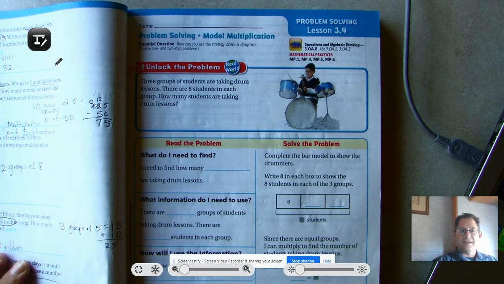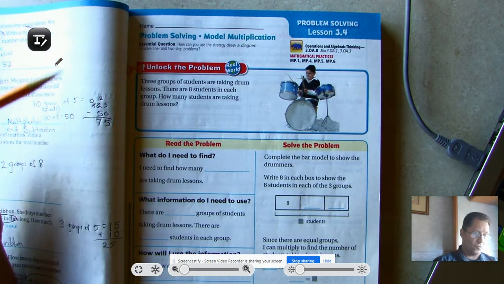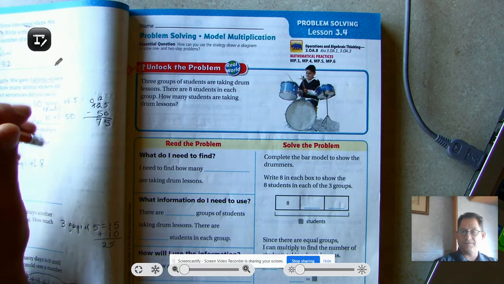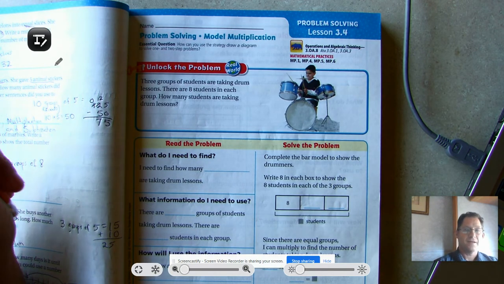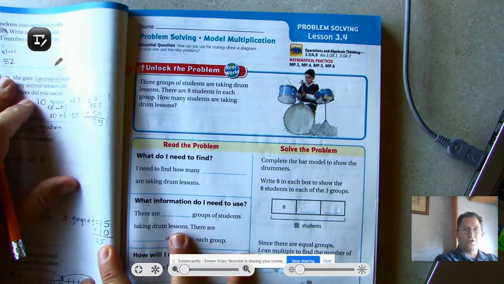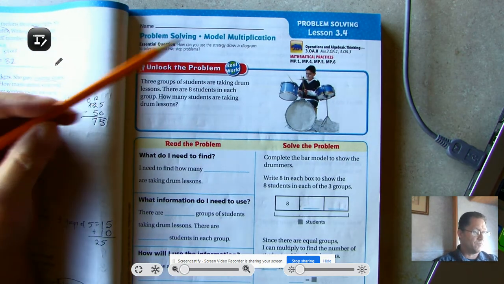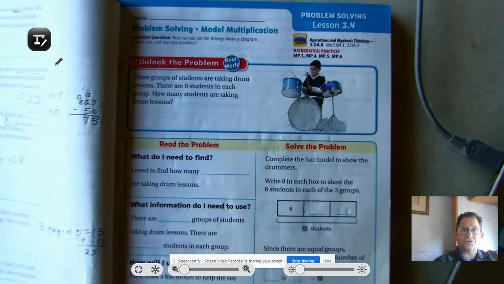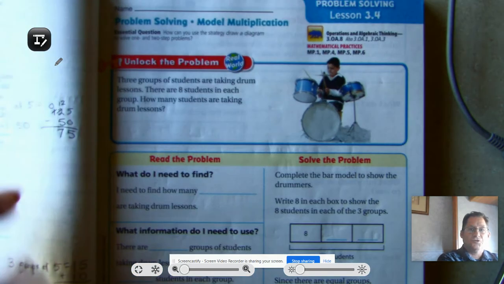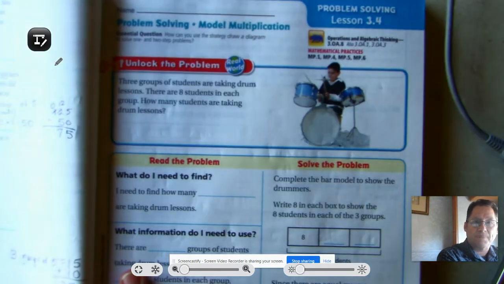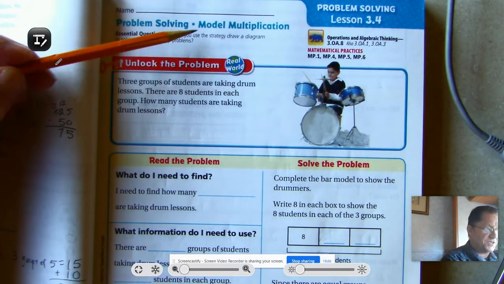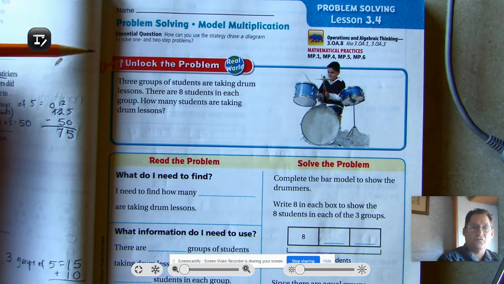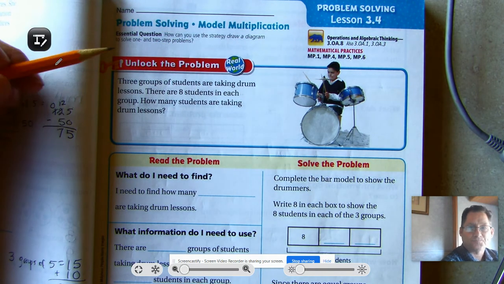Good morning. In today's lesson, lesson 3.4, page 115 of your Go Math textbook, the title of our lesson is Problem Solving, Model Multiplication, and our essential question is, how can you use the strategy, draw a diagram, to solve one and two-step problems?